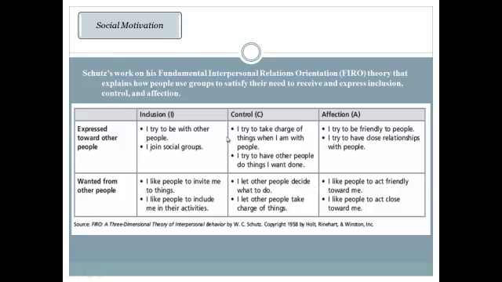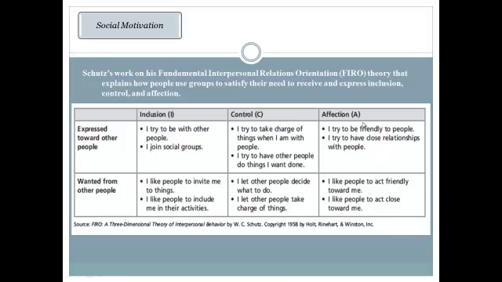The need for control sounds like the need for power. Expressed towards other people, you want to take charge of things when you're with people. Wanted from other people, maybe you want other people to lead you, to control you. Sometimes people join groups not because they want to lead others, but because they want to be led and have somebody else take charge of their behavior.